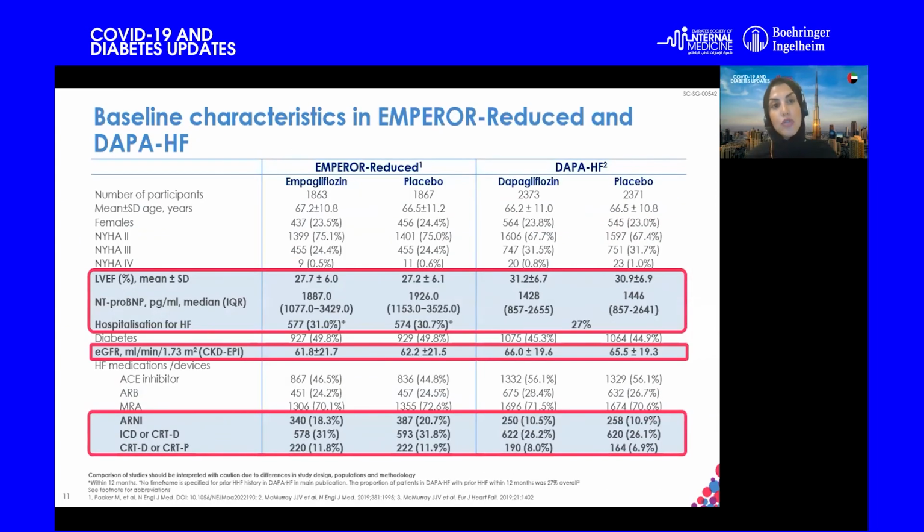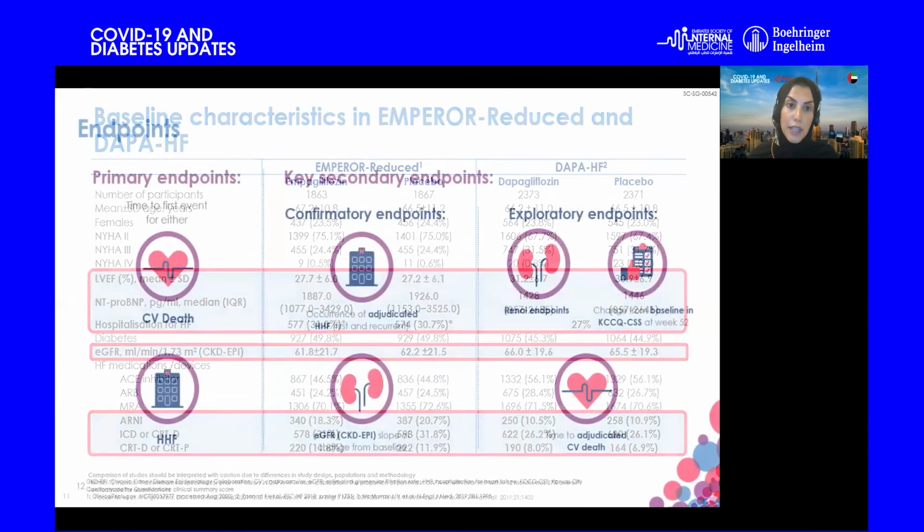As well, if we look in depth into the medications that were given at baseline, we can see, for instance, that the percentage of ARNI was 20% compared to 10% in the DAPA heart failure study. Again, we are not intending to compare any data of EMPEROR to DAPA. We are just presenting the broad spectrum of patients that have been studied with SGLT2 inhibitors as part of giving hope for patients with heart failure that are still getting the standard of care, but still dying or being hospitalized due to heart failure.